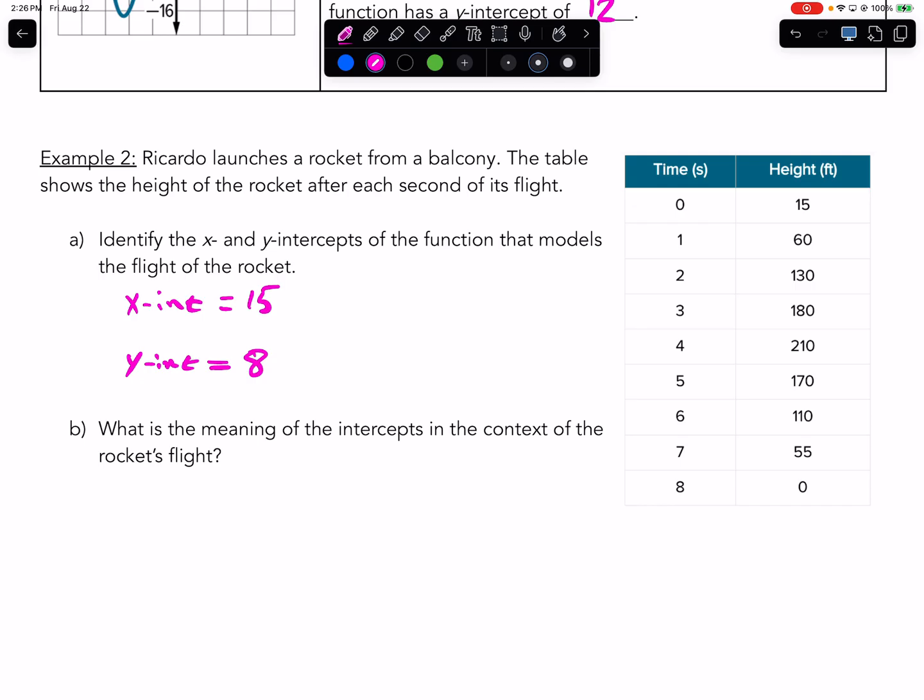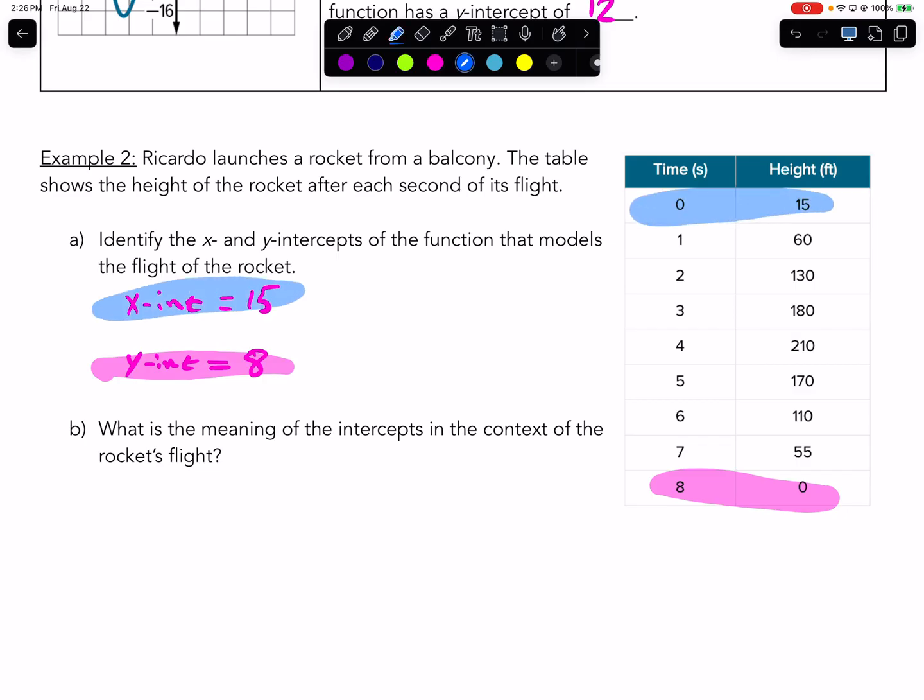Okay, 8, right? So that one is right here, right? And 0, 15 comes from right there. That's where highlighting is handy, right? Because you can quickly look and you know exactly where it came from. So what does that mean? What does 0, 15 mean?